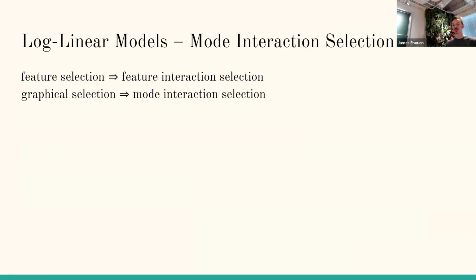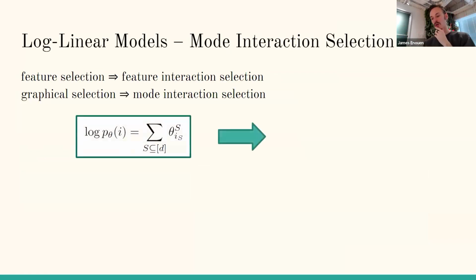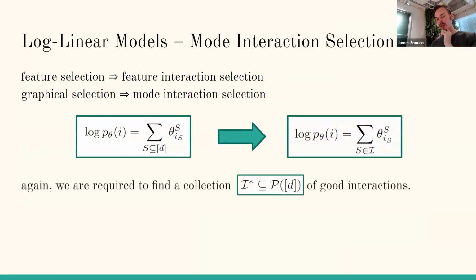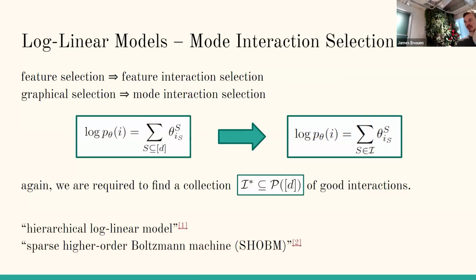And here we're going to see the exact same procedure where feature selection generalizes to feature interaction selection, and graphical model selection corresponds to this mode interaction selection. So again, we'll pick a collection that we're going to include our theta parameters for, and then do the exact same game that we played before. And there's some work that exists doing this. It's called the hierarchical log linear model, hierarchy corresponding to that heredity condition we talked about earlier, where we're building up from the bottom. But it can also be seen as a sparse higher order Boltzmann machine, right? Because we're including all the higher order terms, but in order to fit that to real data, we need to add some sparsity.